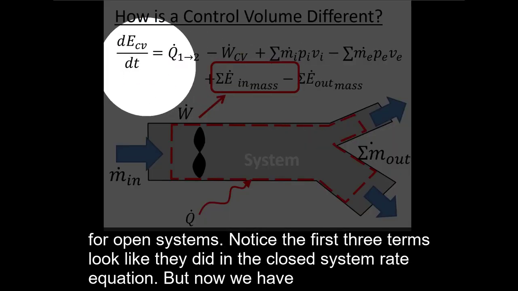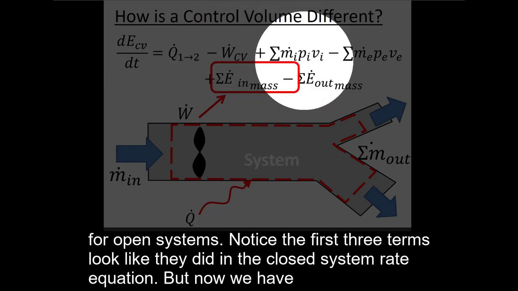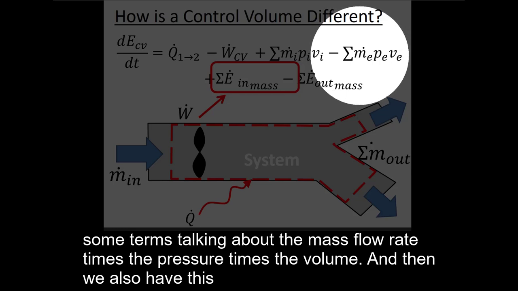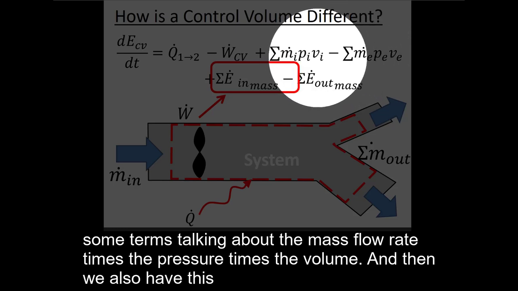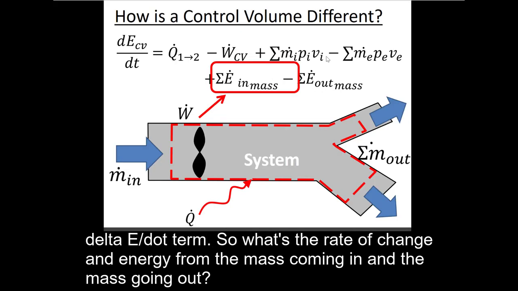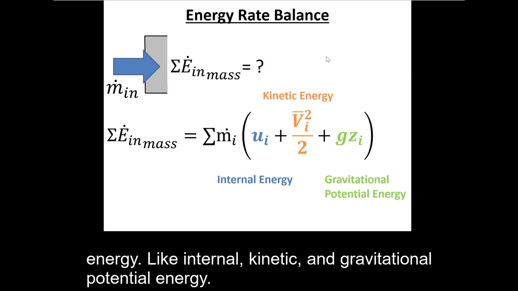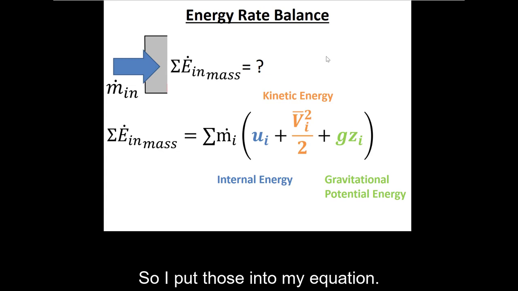Notice the first three terms look like they did in the closed system rate equation, but now we have some terms talking about the mass flow rate times the pressure times the volume, and then we also have this delta E dot term. So what's the rate of change of energy from the mass coming in and the mass going out? How do I work those out? We remember that this energy is really a sum of different kinds of energy, like internal, kinetic, and gravitational potential energy. So I put those into my equation.